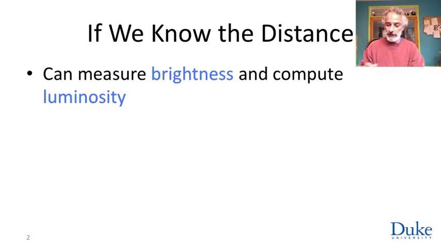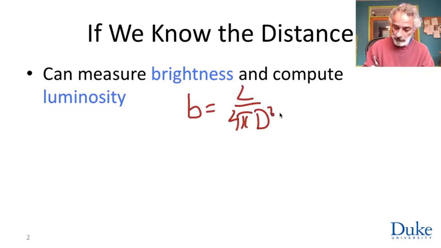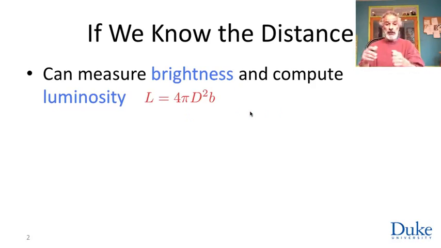But if we know the brightness, then we can remind ourselves that brightness is related to the luminosity of the star by this expression. Brightness is luminosity divided by 4 pi d squared. If we know the brightness because we measured it, and we know the distance because we measured it, we can solve this for the luminosity. So we know the actual luminosity of a star. Now we can tell, is this some very huge, very luminous star or some very tiny star?